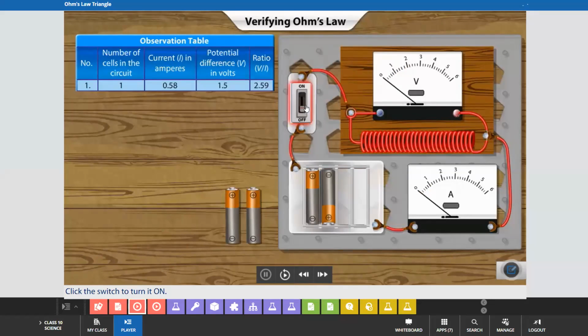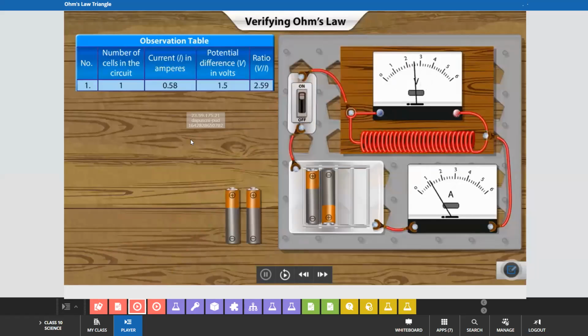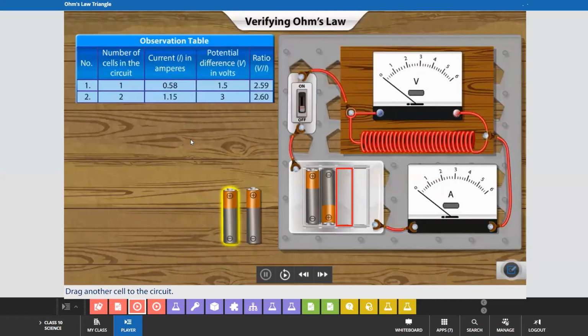Click the switch to turn it on. Note the change in the ammeter and voltmeter readings. Jot down these values. Again, change the voltage of the circuit to see how the current reacts. Drag another cell to the circuit. Click the switch to turn it on.